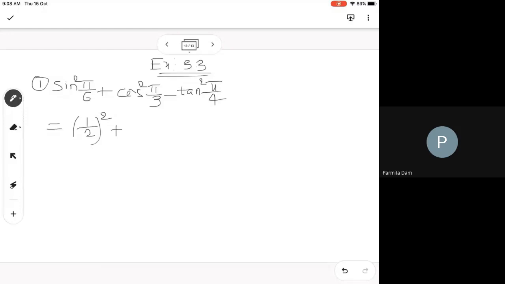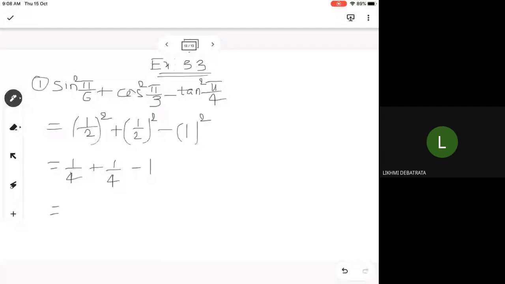Sir, 1 by 2 is also 1 by 2. 1 by 2 whole square minus tan pi by 4 value, which is 1. So 1 by 2 whole square is 1 by 4, minus 1. 1 by 4 plus 1 by 4 is 2 by 4, that is nothing but 1 by 2. 1 by 2 minus 1 is equal to minus 1 by 2. The value is minus 1 by 2.